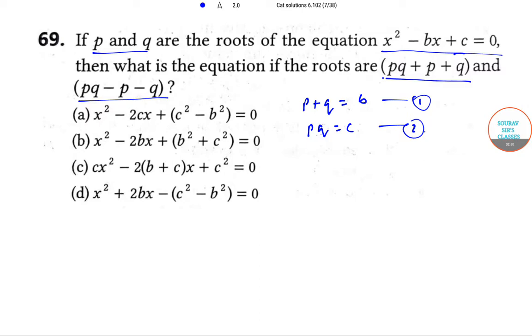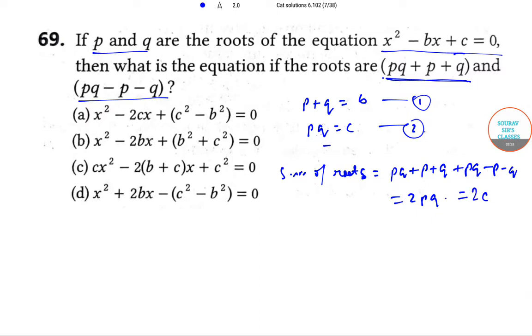Now we need to formulate the equation for which the roots are pq plus p plus q and pq minus p minus q. So sum of roots is equal to pq plus p plus q plus pq minus p minus q, that is equal to 2pq. But from this equation we get pq is equal to c. So sum of roots is actually 2c.